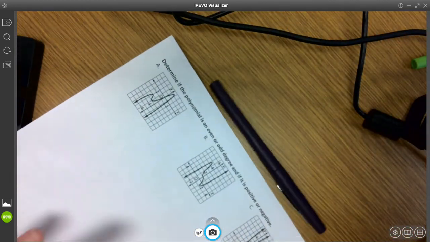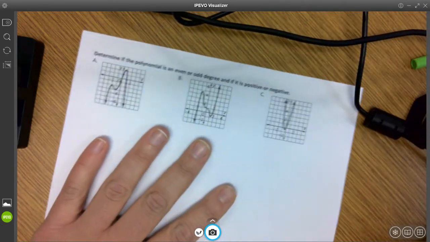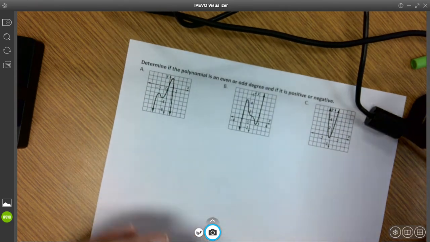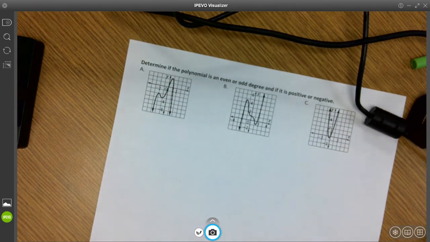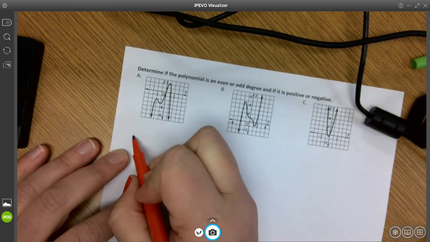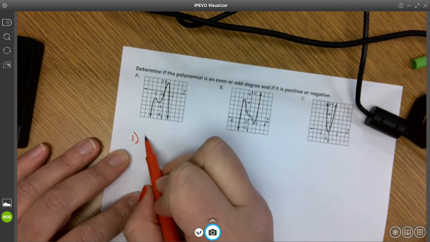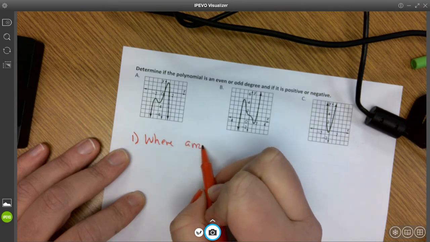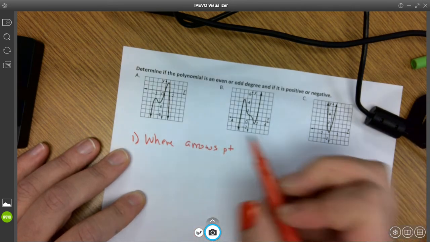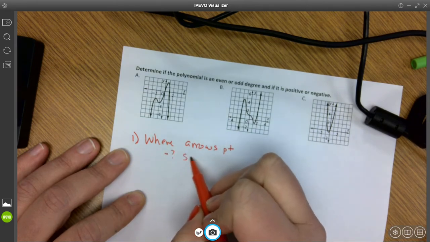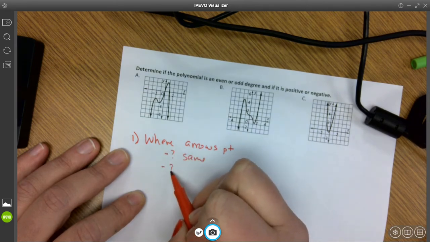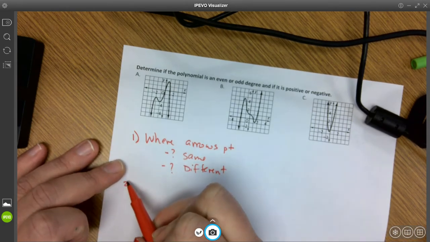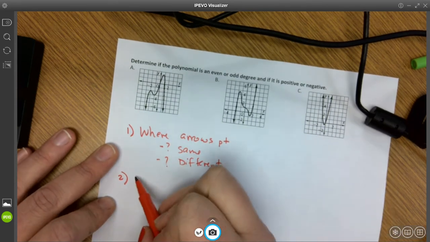And then the last part is you have to be able to look at a graph and determine, is it odd or even, and is it positive or negative? So two different things. So first thing when you're looking at graphs, you want to look at where do the arrows point? Do they point in the same direction or different? So these are the questions that you ask yourself. The second question you want to ask is, did it flip?